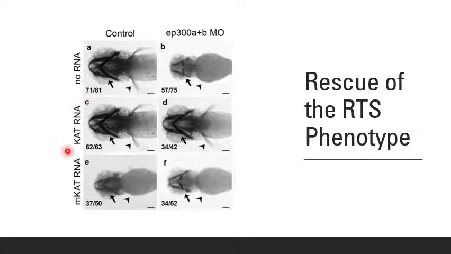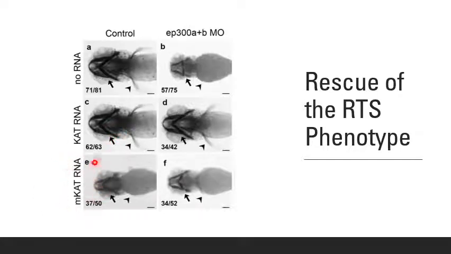What the researchers actually did is they took the cat domain specifically out of EP300 and injected the RNA for that domain into the fish, in the hopes that it could revert back the issues related with the knockout of EP300A and B. And in this case it actually did. We see increased SOX9 expression and jaw formation due to an injection of cat RNA. And it actually also showed that it didn't affect normal development, which is an important note.